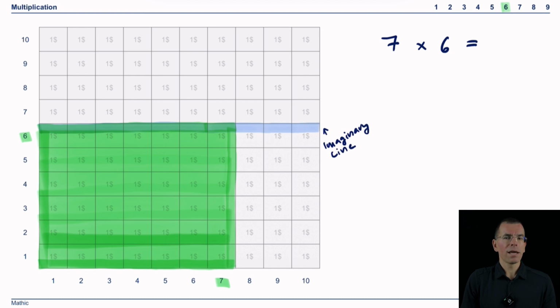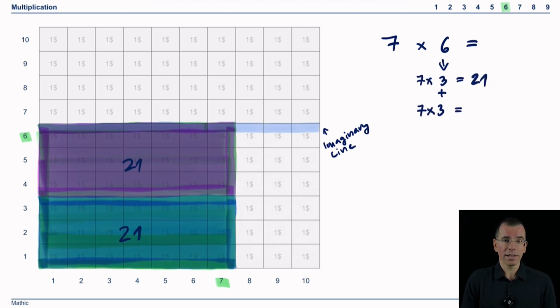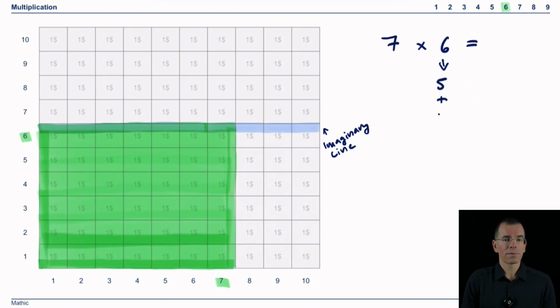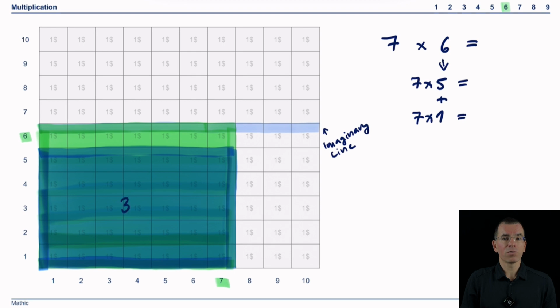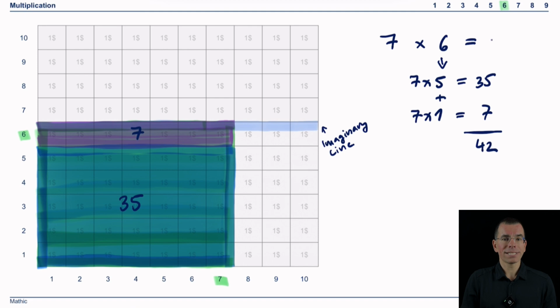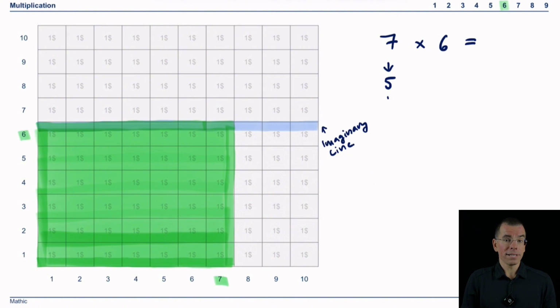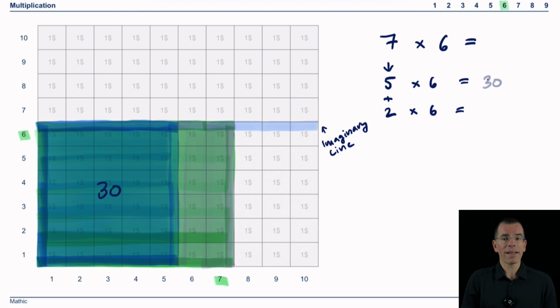7 times 6? Again, there are several options that we can explore. We can split 6 into 3 plus 3 and calculate 7 times 3 plus 7 times 3, that is 21 plus 21. Or we can split 6 into 5 plus 1 and calculate 7 times 5 plus 7 times 1, that is 35 plus 7. The simplest method seems to be splitting 7 into 5 plus 2, multiplying 5 times 6 first and adding 2 times 6 on top, that is 30 plus 12.